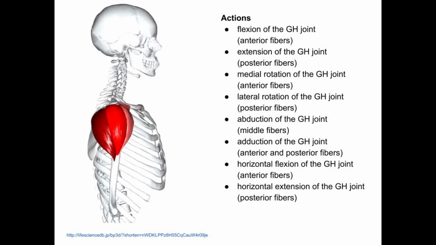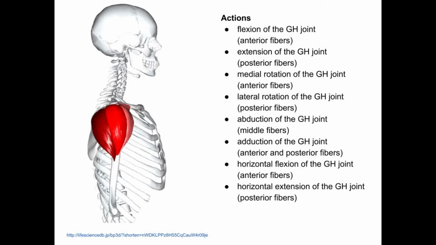Anterior fibers can do medial rotation of the glenohumeral joint. Fibers run from lateral on the humerus to medial, where they attach on the clavicle. In the transverse plane, they can rotate the anterior surface of the humerus towards the midline of the body. Therefore, they can do medial or internal rotation of the GH joint.